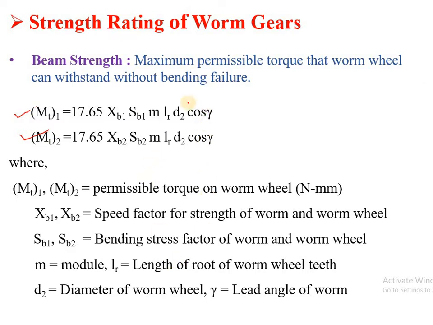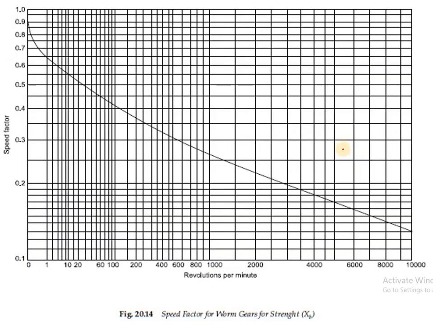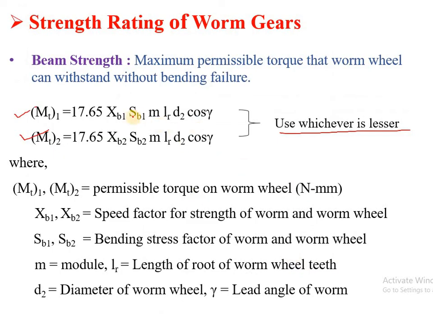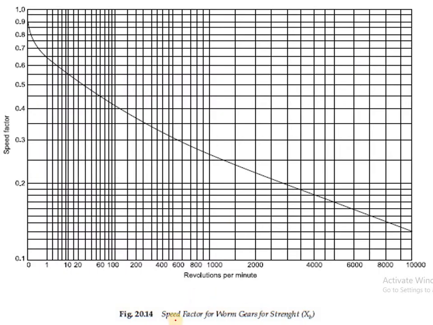So by finding all these parameters and substituting in this formula, you will get MT1 and MT2, and out of these, whichever is lesser, you have to use for design purposes. So we'll see how to calculate. In this, basically, first we will start with XB1, the speed factor for worm gears for strength.